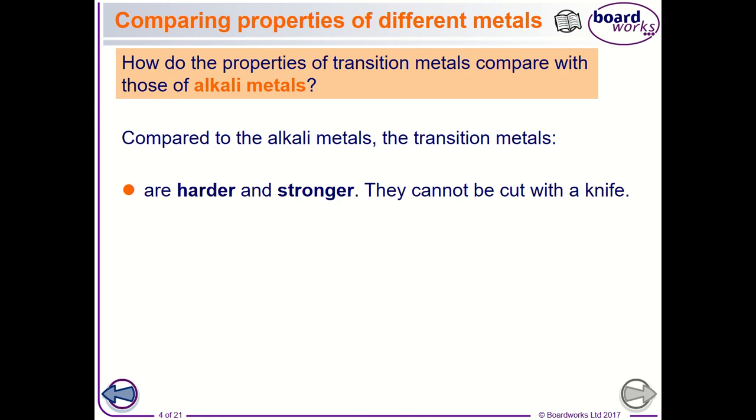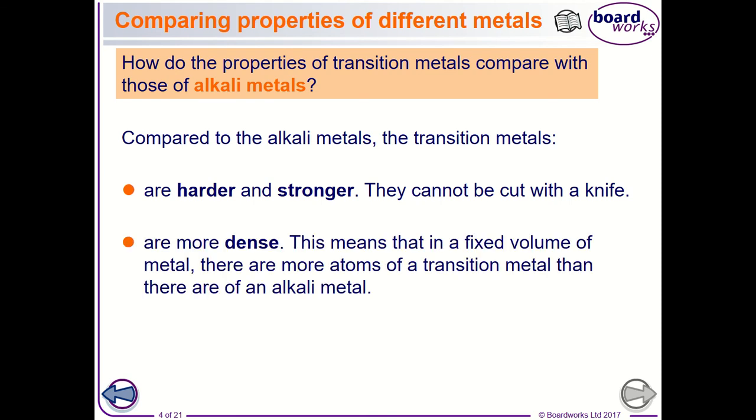So these are way harder, way stronger. Okay, there is no way you can cut these with a knife. If you look at the periodic table, you look at the transition metals, you'll see things like iron, like titanium, metals that are used in construction, metals that are used to make armoured vehicles, metals that you probably recognise as being very hard and very tough. They're considerably more dense.